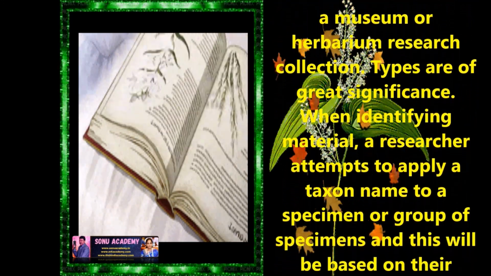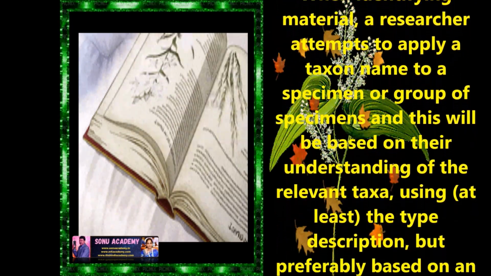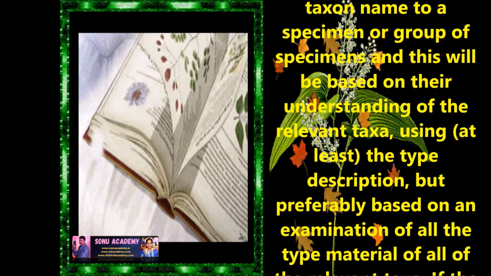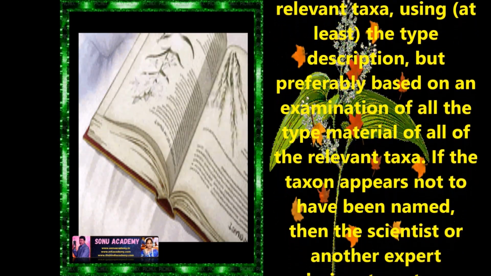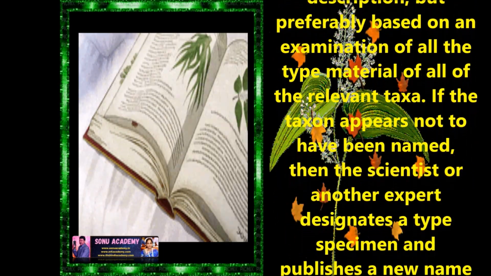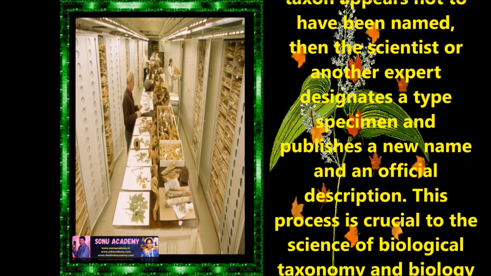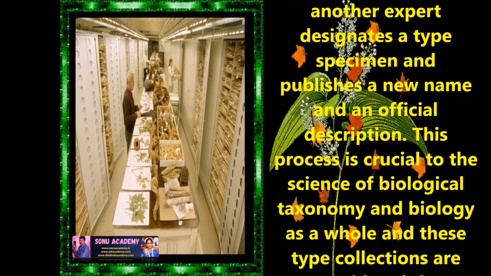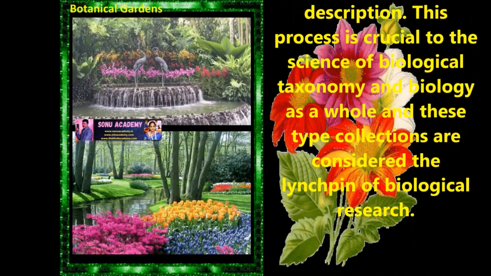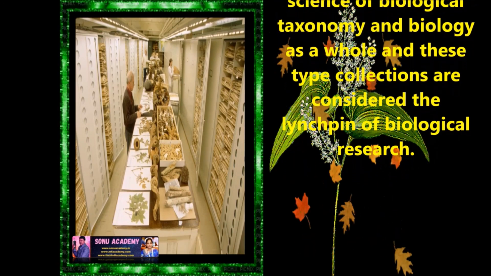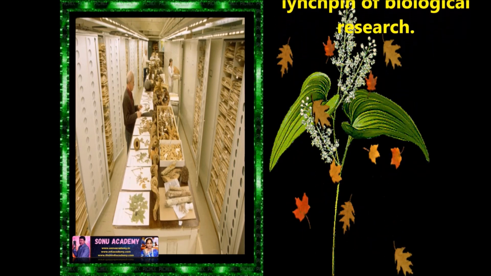A researcher attempts to apply a taxon name not to a single specimen but to a group of specimens, and this will be based on their understanding of the relevant taxa, using the type description, but preferably based on an examination of all the type material of all the relevant taxa. If the taxon appears not to have been named, then the scientist or another expert designates a type specimen and publishes a new name and an official description. This process is crucial to the science of biological taxonomy and to biology as a whole, and these type collections are considered the linchpin of biological research.